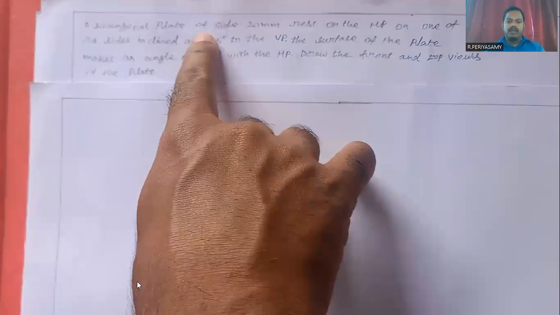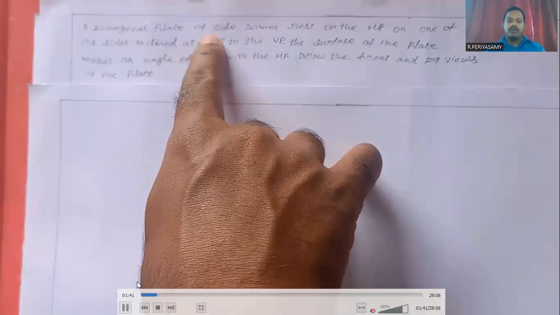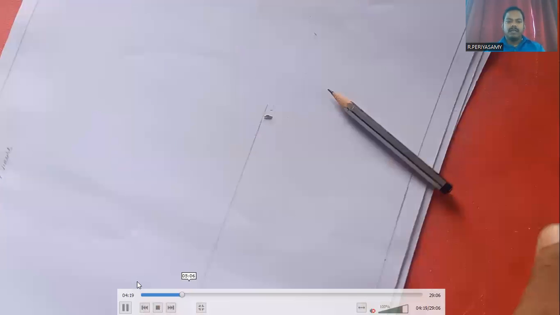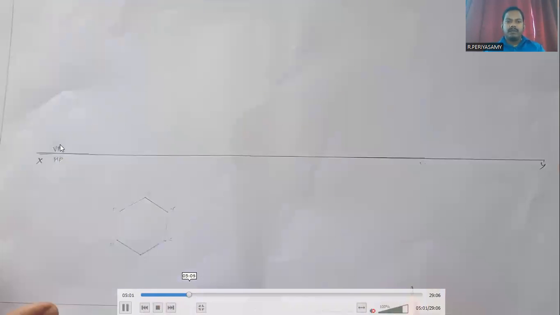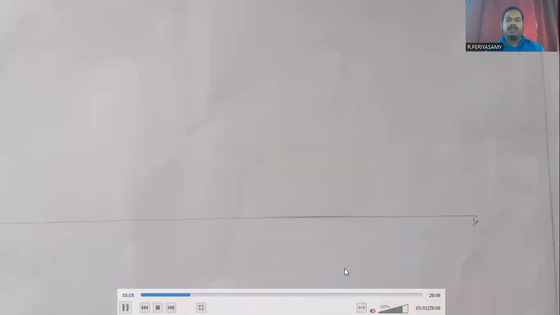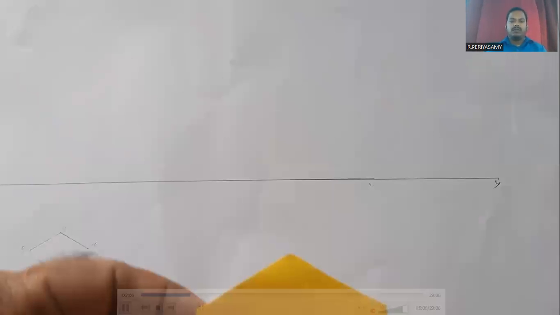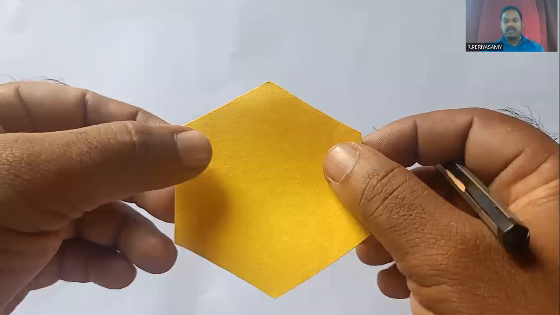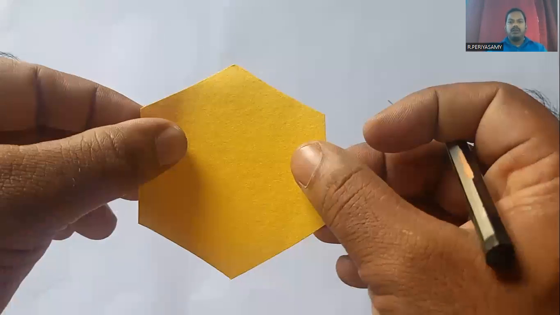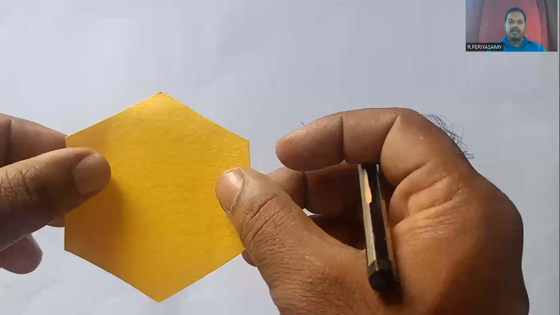Now we have to draw the diagram for this problem. First of all, we draw one horizontal line. This is the reference axis, and we give it the name x, y. Then we mention VP and HP. VP is above the reference axis and HP is below the reference axis. We know VP means vertical plane, HP means horizontal plane.